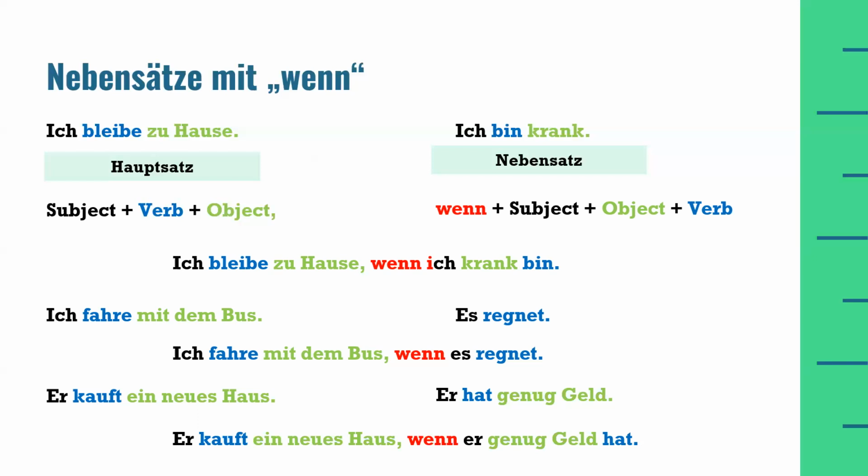Soon after that, we will put the subject of the sentence, which is er. Then comes some additional information, which is genug Geld. And haben is the verb that we have conjugated according to the subject er, and it has become hat, and we have put that haben verb, or the conjugation of the haben verb, at the last position of the sentence.